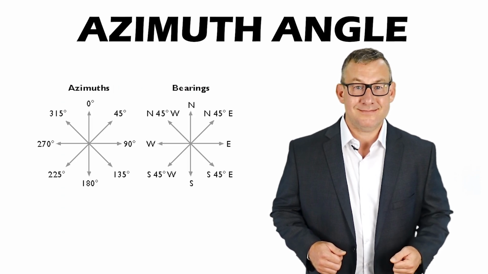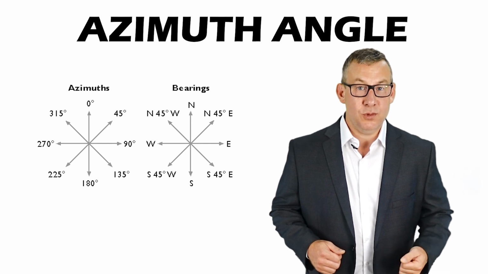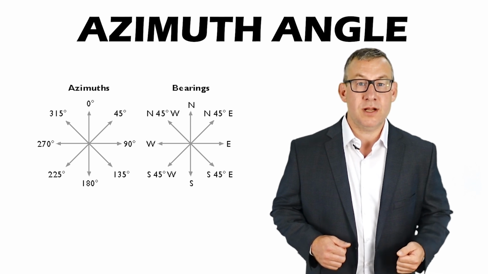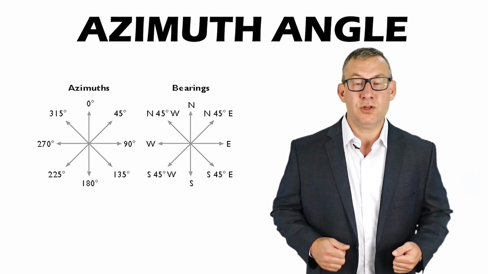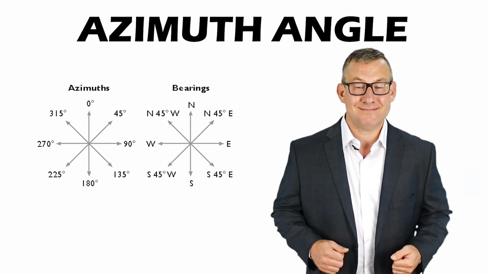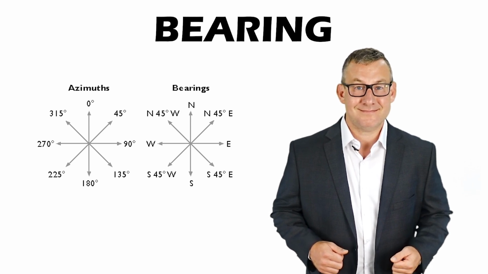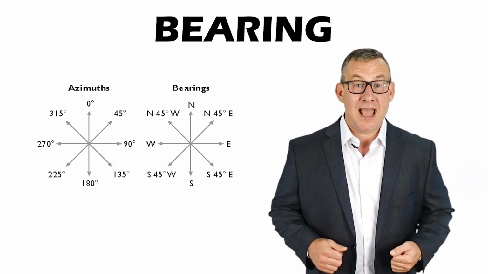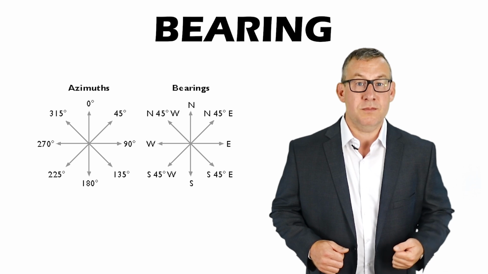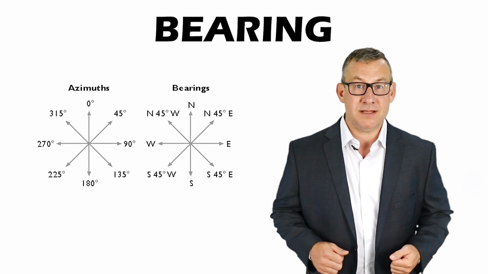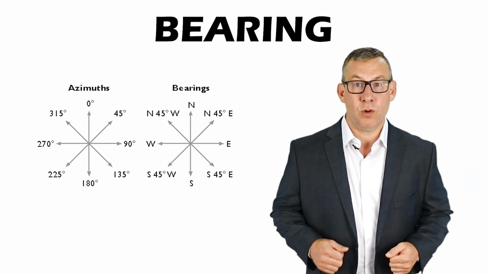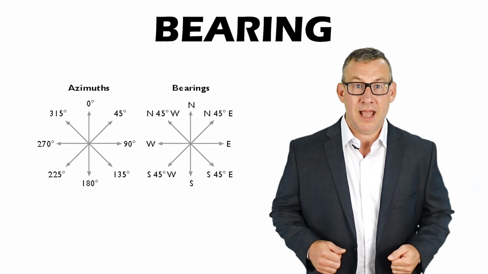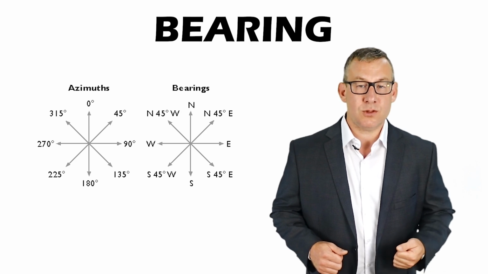Azimuth angle. Azimuth angle is measured in a clockwise direction from 0 to 360 degrees relative to grid north. A bearing. A bearing specifies angles from 0 to 90 degrees by stating N or S for north or south, a measurement of degrees, and E or W for east or west.